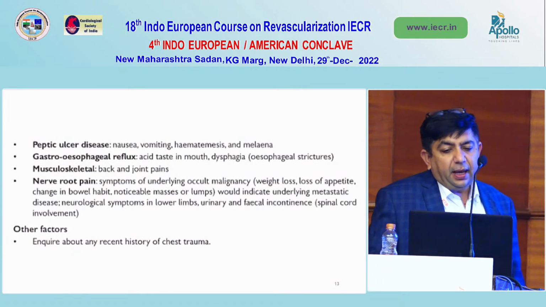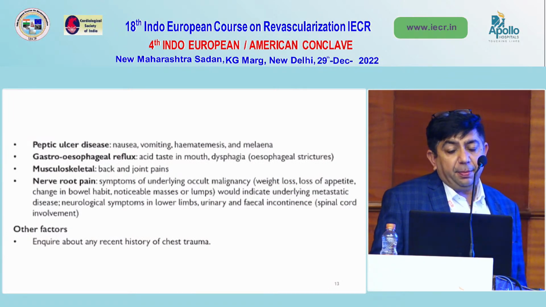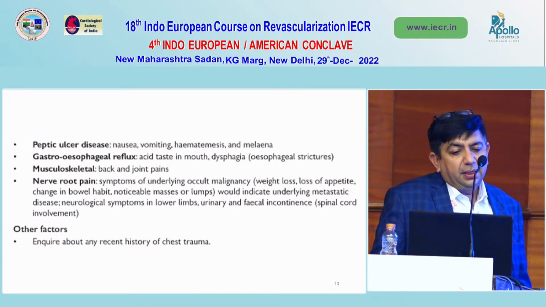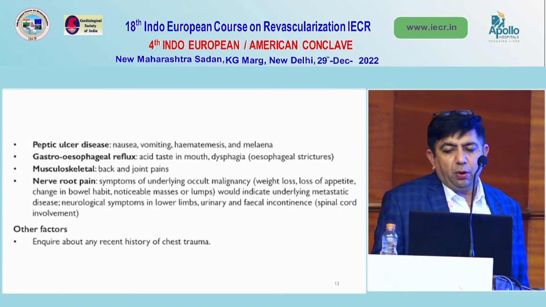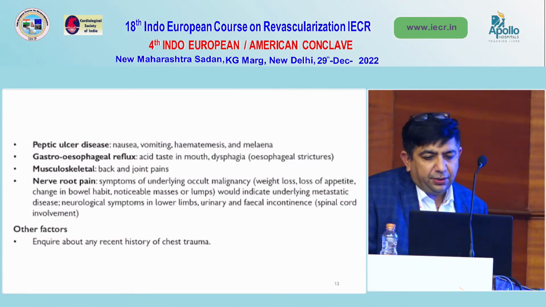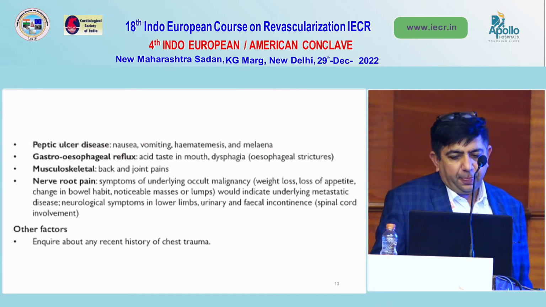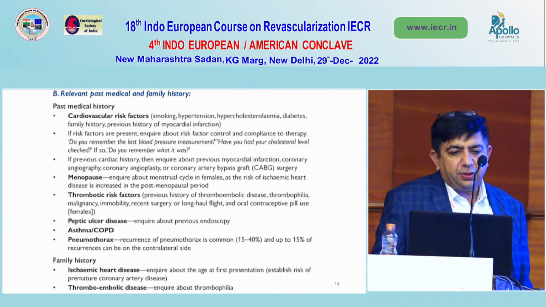Peptic ulcer disease has nausea, vomiting, hematemesis, and sometimes melena. Gastroesophageal reflux disease, which is called GERD, also has acid taste in the mouth and dysphagia. Musculoskeletal pain has back pain, joint pains, and nerve root pain, like that seen in shingles. Inquire about the history of any chest trauma.